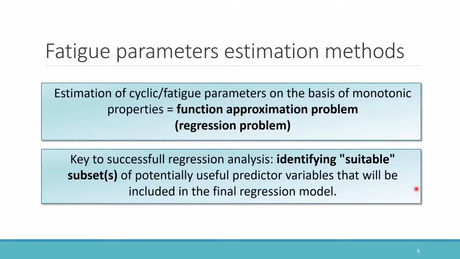I must emphasize that fatigue parameters estimation, as well as cyclic parameters estimation on the basis of monotonic properties, is a function approximation problem, so it's a regression problem, and one of the keys to successful regression analysis is identifying suitable subsets of potentially used predictors that will be included in the final regression model.